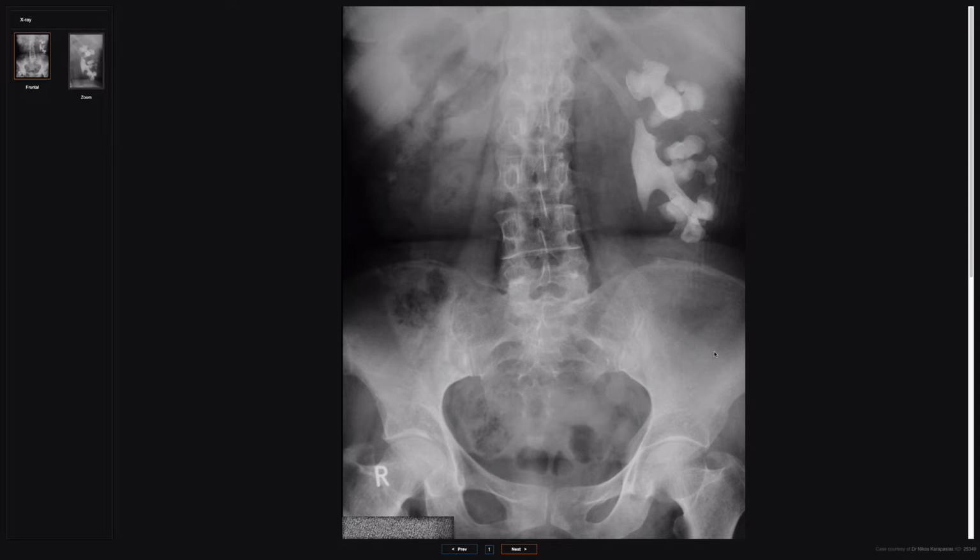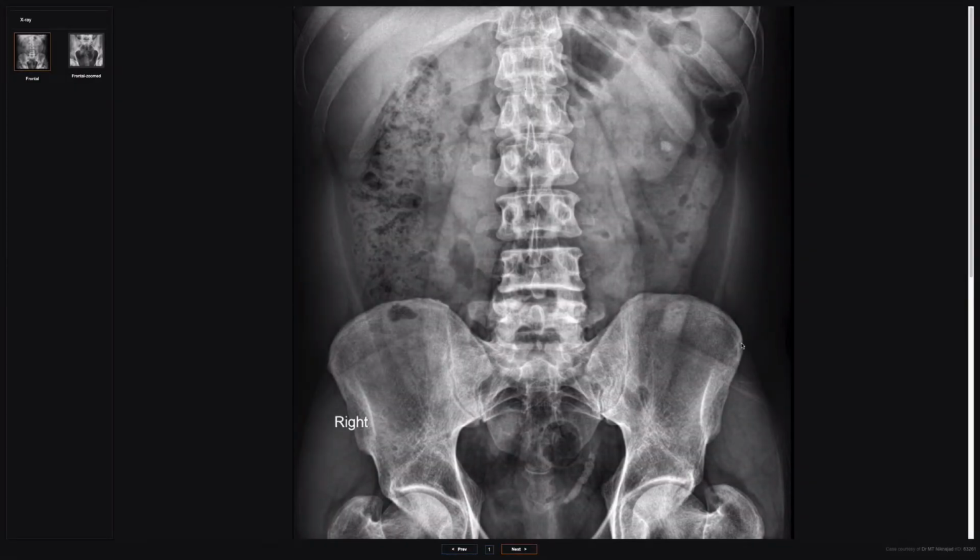Now let's put gallstones to bed straight away, because we know that the majority of gallstones are not seen on X-ray or CT, which is why we use ultrasound or MRI to detect gallstones. But with kidney stones, the majority can be seen on X-ray or CT imaging. Now, this is a really gross example of a staghorn calculus, filling most of the pelvicalyceal system of the left kidney. So those are relatively easy to see.